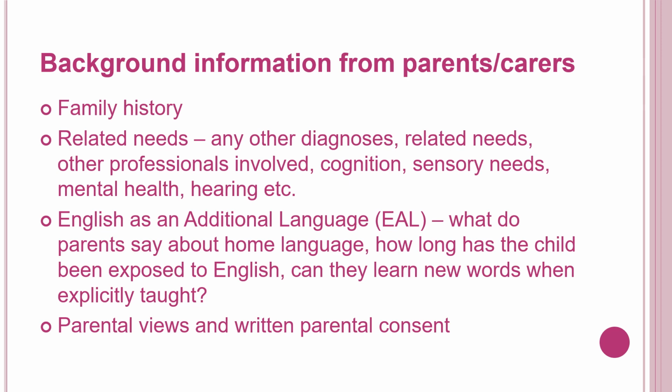When considering a child who is learning English as an additional language, it is helpful to know what language or languages are spoken at home, including any specific dialects. It is also important that we understand how long the child has been exposed to English and whether the child can learn new words when explicitly taught. Parents can provide key information about the child's understanding and use of their other languages. For example, does the child follow instructions in their first language, and do they respond using that language or English?